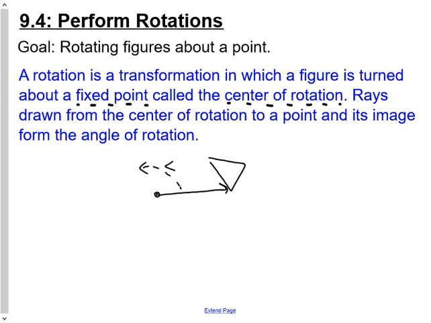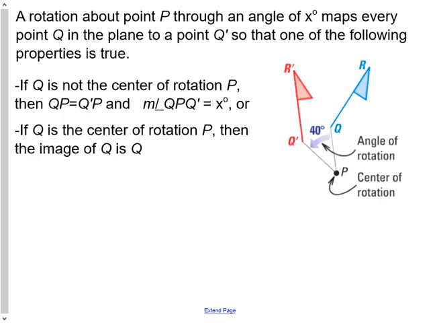And then we're going to redraw the ray again with that same point being moved. On the next slide, it shows it a little bit better. Again, P is our center of rotation, and there are two options here. It says we're rotating by an angle of x degrees, whatever that angle of rotation is, which maps every point Q in the plane to a point Q prime, so that one of the following properties is true. One of them is where Q is the center, and then Q would not move. But the other one is where Q isn't the center.